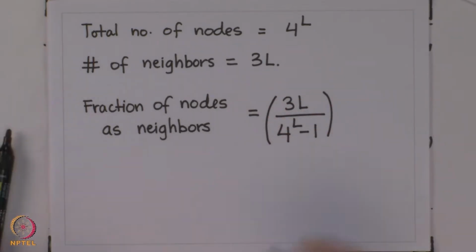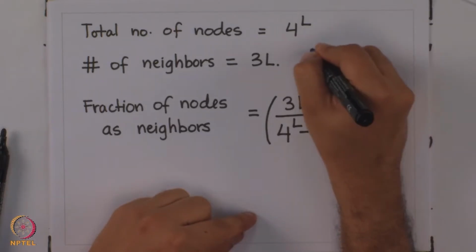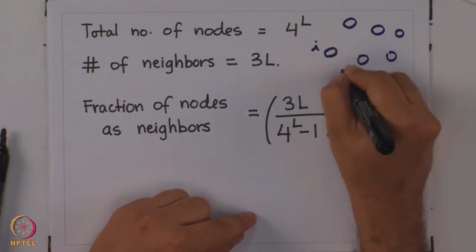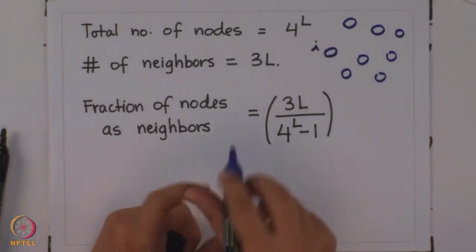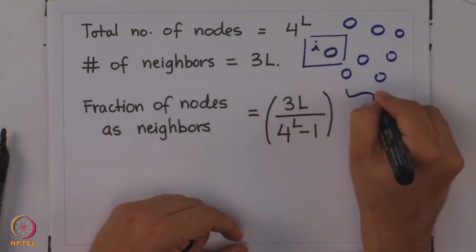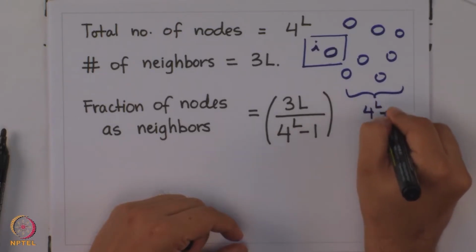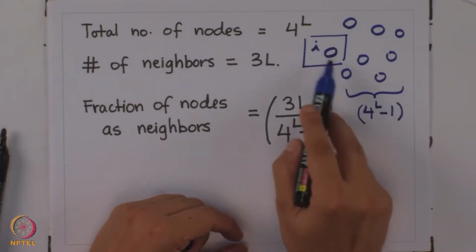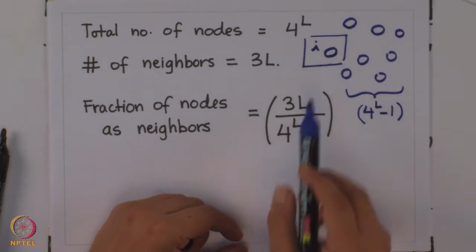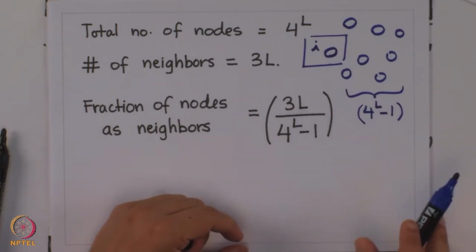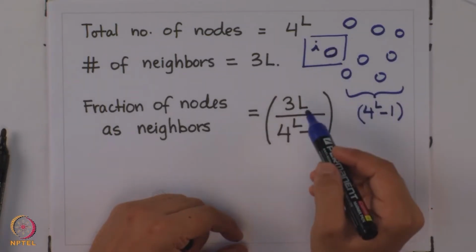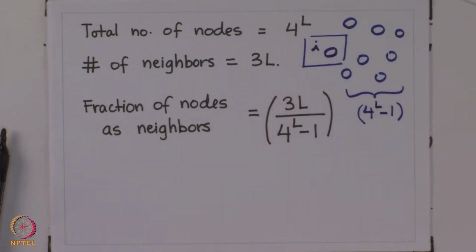So, if I am talking about node I, there are lots of other nodes in this network, and the total number of nodes, if I leave aside the ith node, is 4 to the power L minus 1, because I am not counting that node itself, and out of these 4 to the power L minus 1, this node is only connected to 3L number of nodes. So, the fraction of the nodes that every single node is connected to is given by 3L divided by 4 to the power L minus 1.